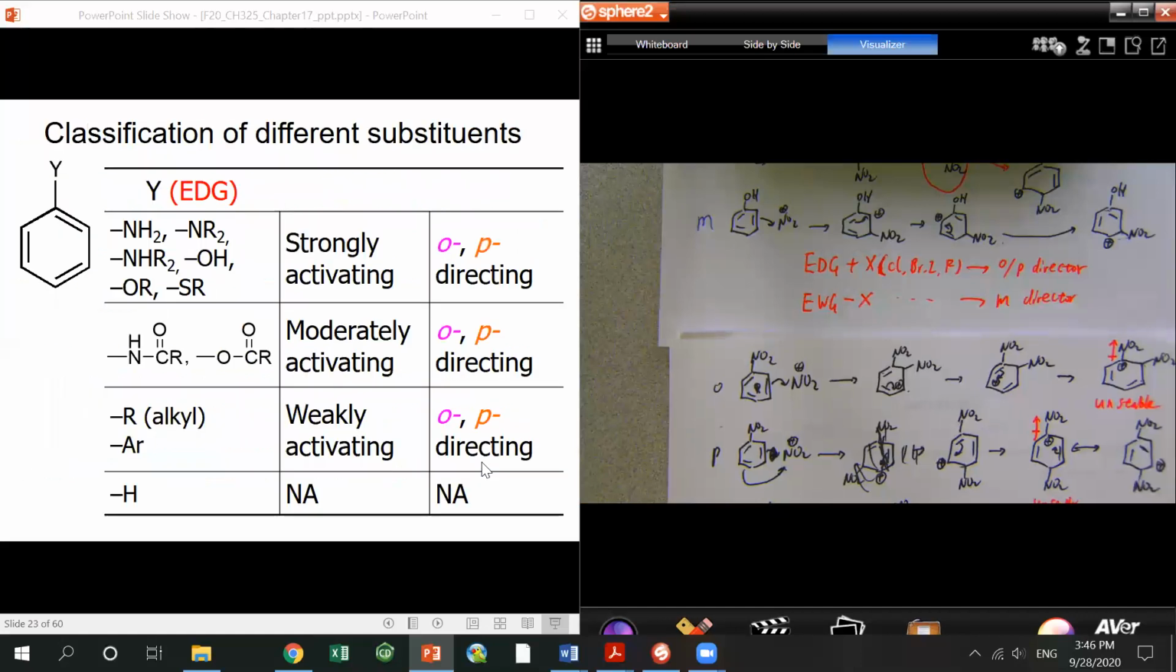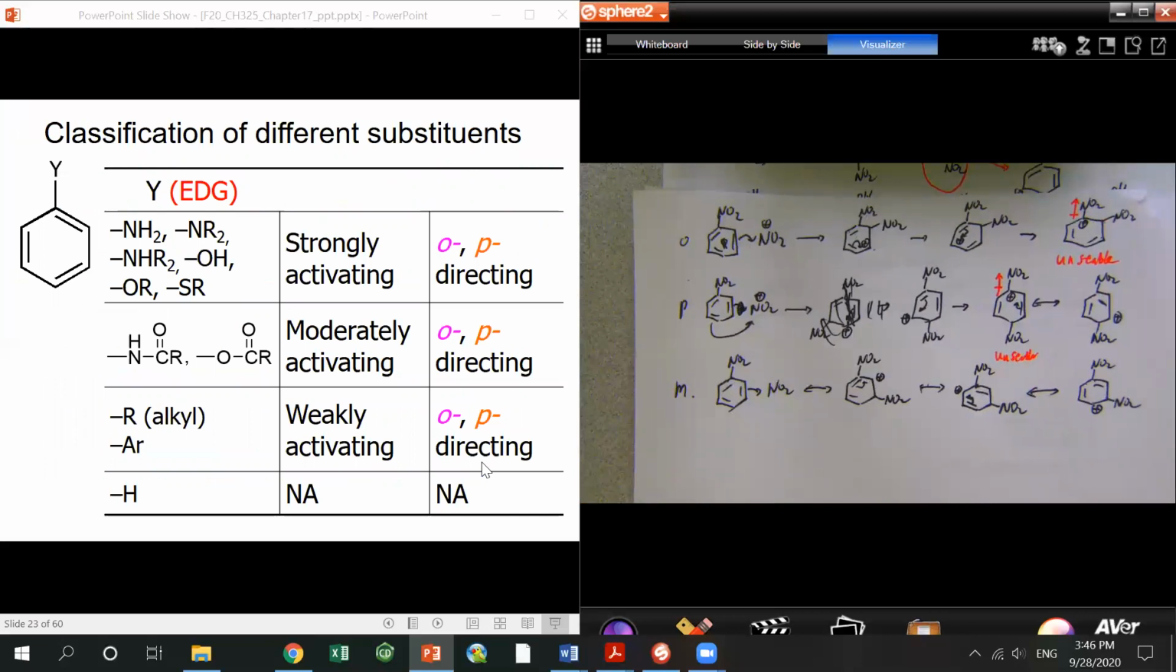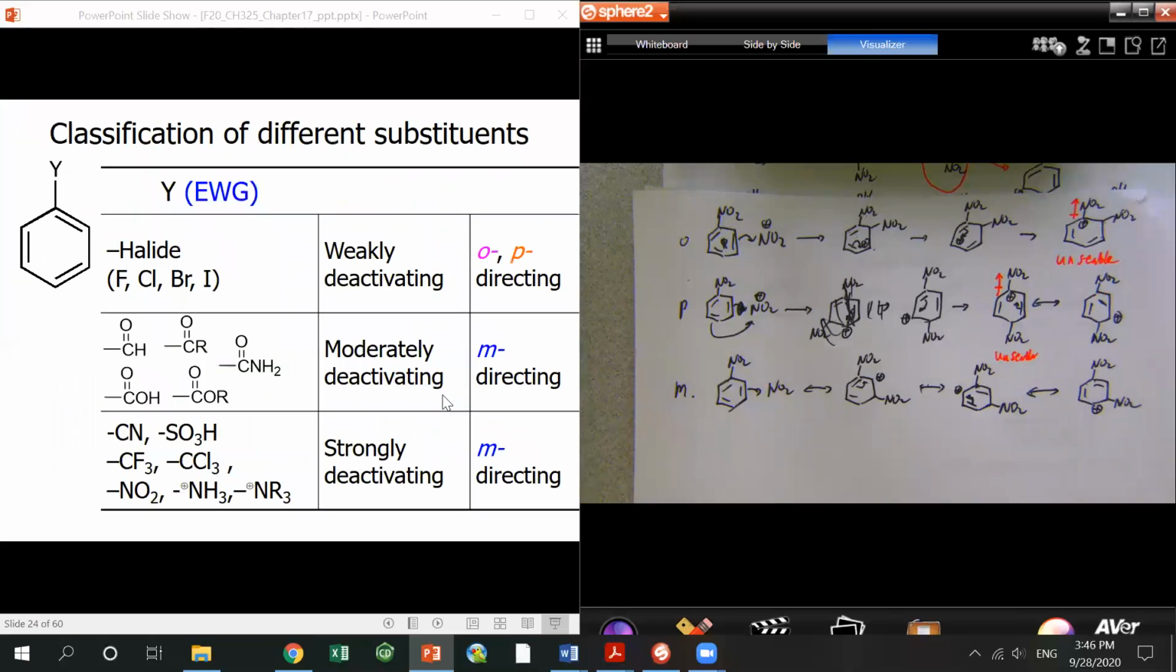Here's the full table. Unfortunately, you have to memorize these cases, but it's actually not hard. Just keep in mind all the electron donor groups are ortho, para directors. And hydrogen, although it's a deactivating group, is also an ortho, para director. And the other electron withdrawing groups will be meta directors. So it's not hard to memorize these cases.